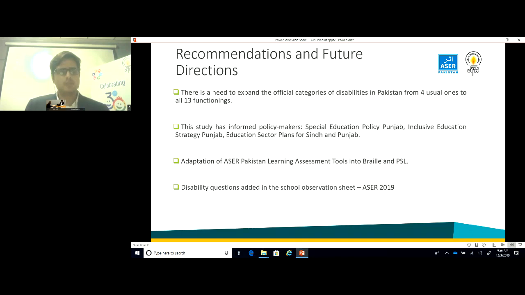Our research is relevant to both of these policies, as we have found that a significant majority of children with difficulties is sitting in a regular school, which raises the question of what facilities they are being provided with in those particular regular schools for their learning, and are they learning anything at all to begin with? Apart from this, the education sector plans for Punjab and Sindh have also benefited from our research to facilitate the learning of children with disabilities in a better manner.